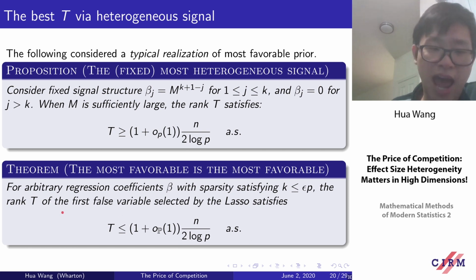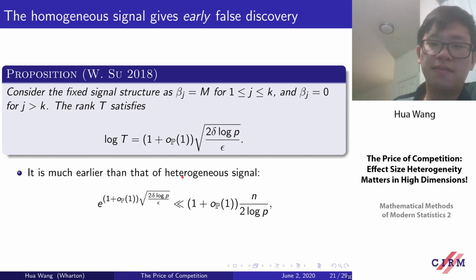It is said that for any possible lasso, the largest t is not exceeding this amount. So combining this proposition with this theorem, we can actually say that this kind of heterogeneous signal is asymptotically the best that we can hope for, up to some constant factors. So that is very nice, right? And what about the homogeneous case?